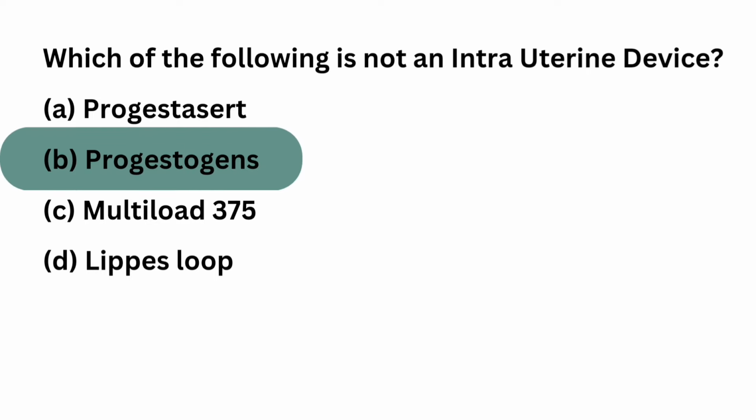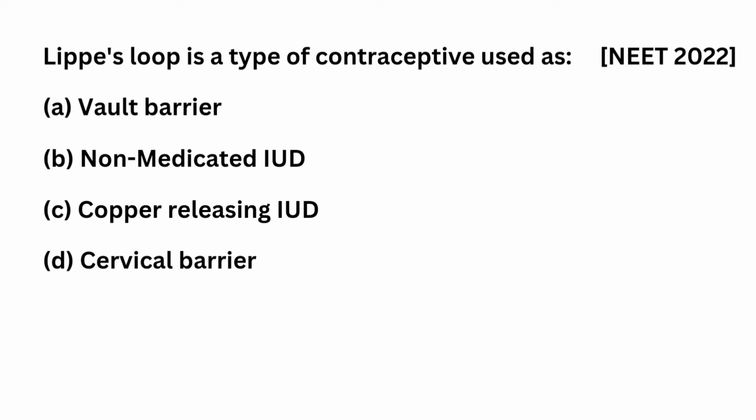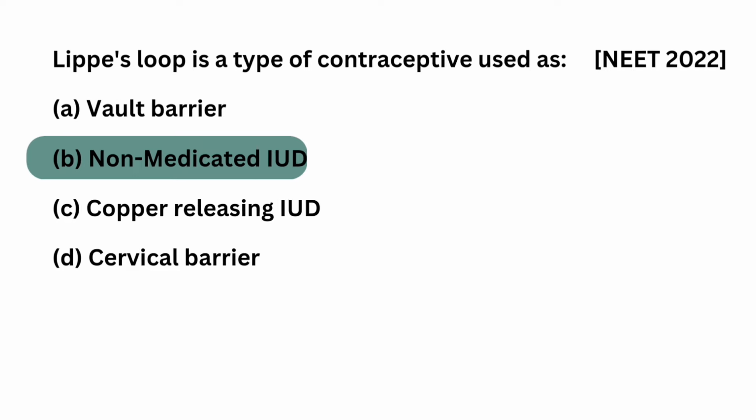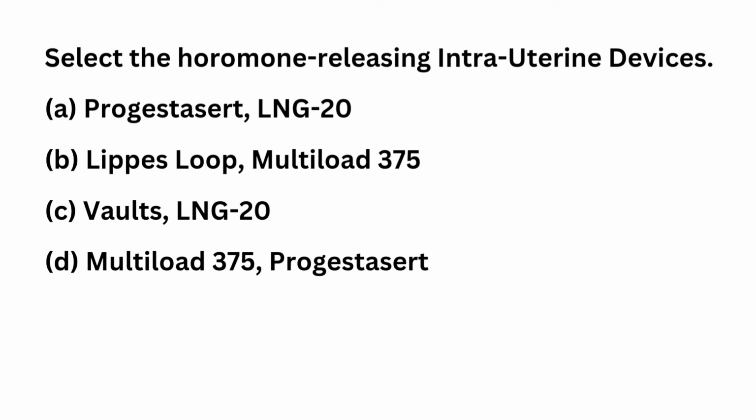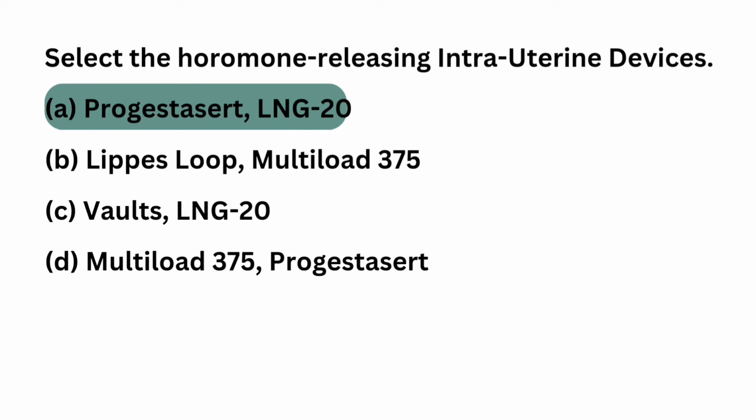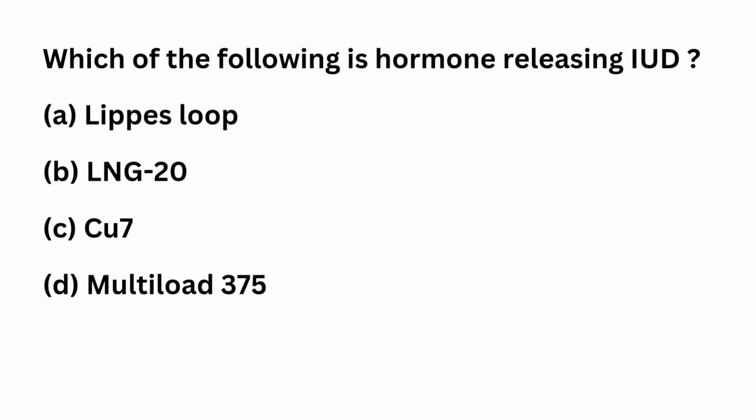Option B, progestogens. Lippes loop is a type of contraceptive used as? Option B, non-medicated IUD. Which of the following is a hormone-releasing IUD? Correct option A. Select the hormone-releasing intrauterine devices. Correct option A. Which of the following is a hormone-releasing IUD? Correct option B.